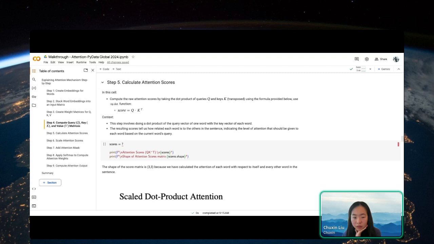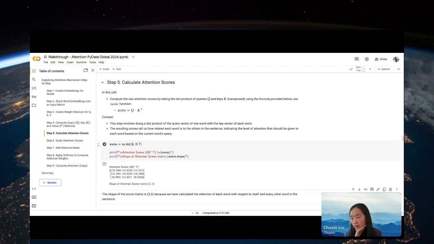All right, so this one looks good. I saw a lot of thumbs up. So the answer here is np.dot of Q and K.T. Once you hit run, you can see that we have a 3 by 8 matrix Q multiplied by an 8 by 3 matrix, which is K's transpose. So at the end, we have a 3 by 3 attention score matrix.